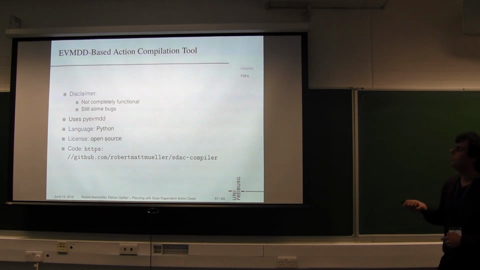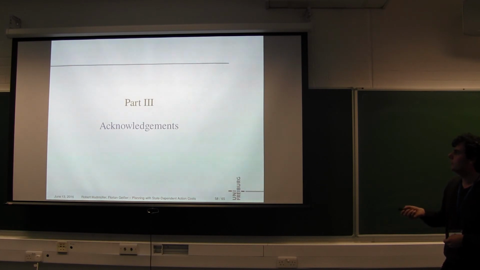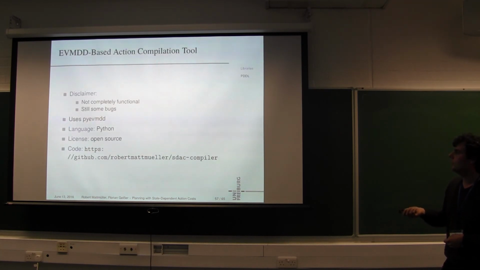Here's the URL if you want to check it out. As I said, it's not completely functional right now. It has still some bugs, and we are currently rewriting most of the source code. It uses our library. That's also a reason that it may get a little bit slow to compile if you have complex cost functions. It's in Python, it's open source, and if you have any suggestions or complaints or something else, just tell us. And yeah, I think that's everything for the practice part.